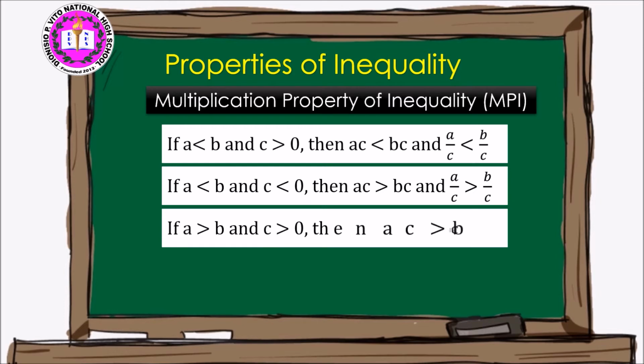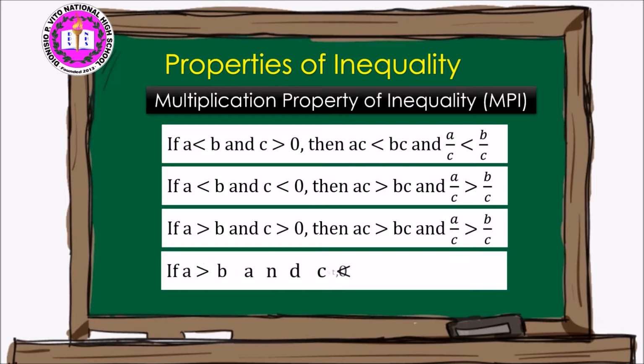And another, if a is greater than b and c is greater than 0, then ac is greater than bc and a over c is greater than b over c. And last but not the least, if a is greater than b and c is less than 0, then ac is less than bc and a over c is less than b over c.